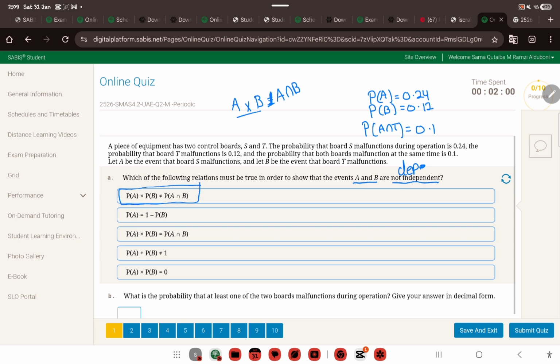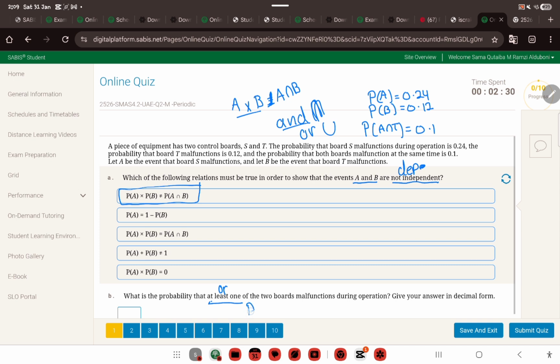Part B. What is the probability that at least one of the two boards malfunctions during operation? At least one, it's like saying or. If they use and, we usually use intersection. If it says or, we use union. So here it says at least one, it's like this or that, either one or two. So we find the union.